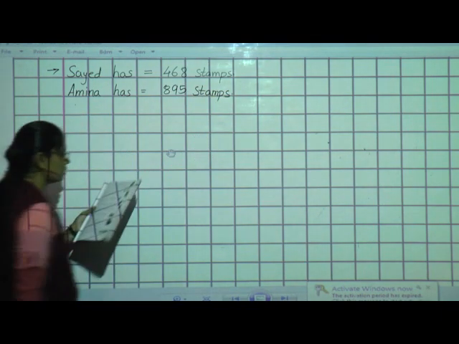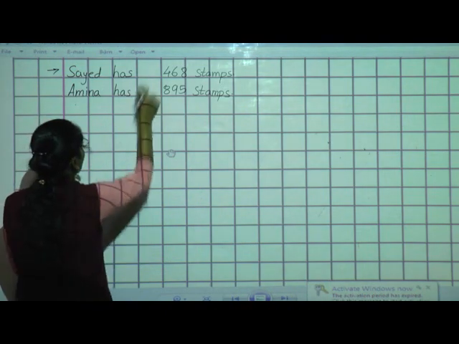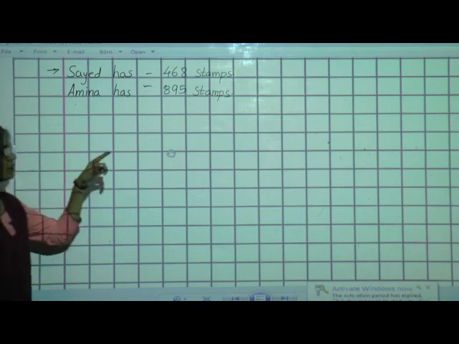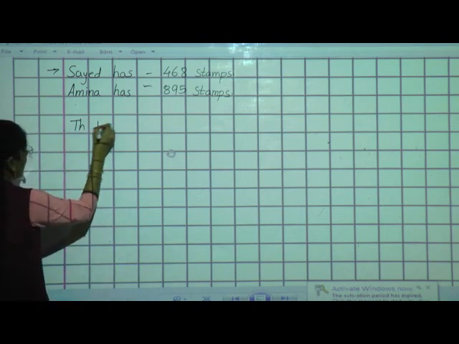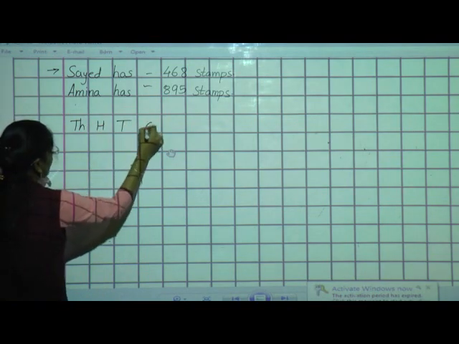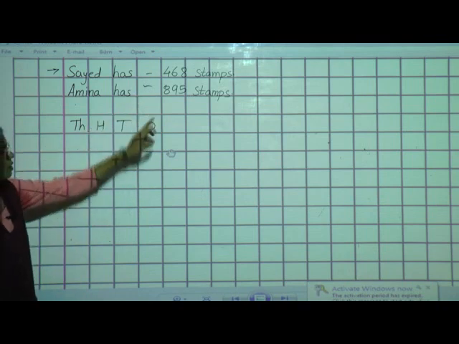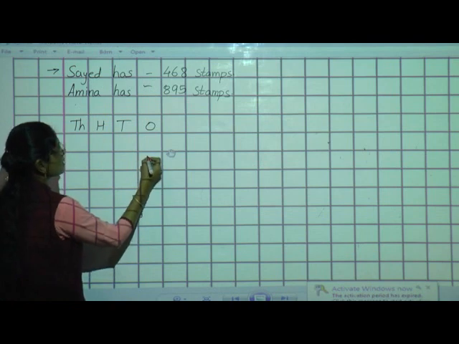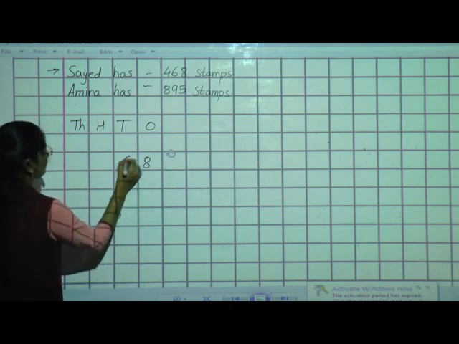Now what is the question? The question is how many stamps do they have in all? See here, what do we have to do? In all, again we have to do the addition. So first of all we will draw the place value chart: 1000, 100, tens and ones. Leave one line for carry and put these two numbers in the place value chart. The first number is 468.